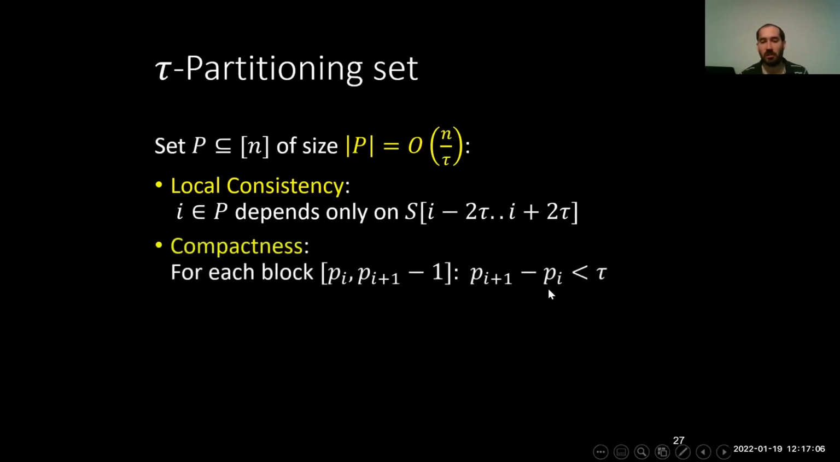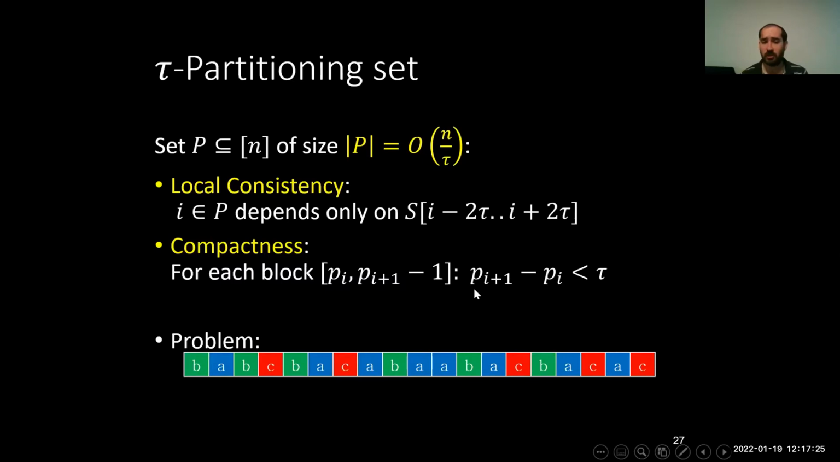And we also want this set to be compact, which means that if you consider the points in the set as the beginning of blocks, so each block is from one point to its successor point, then we want the size of each block to be bounded by our parameter tau.